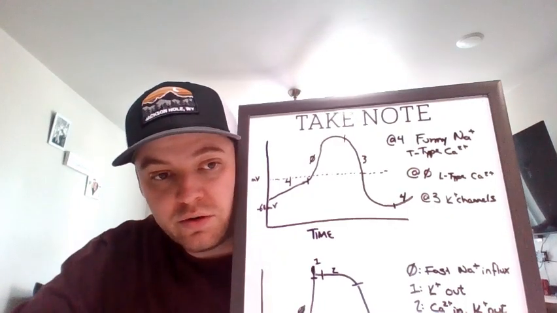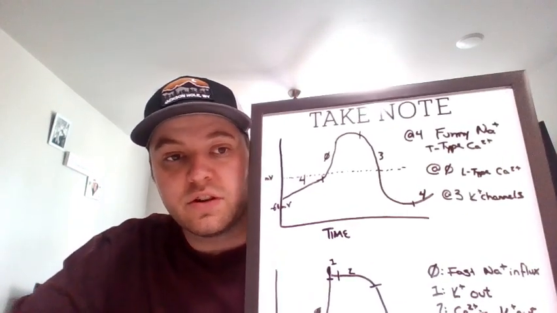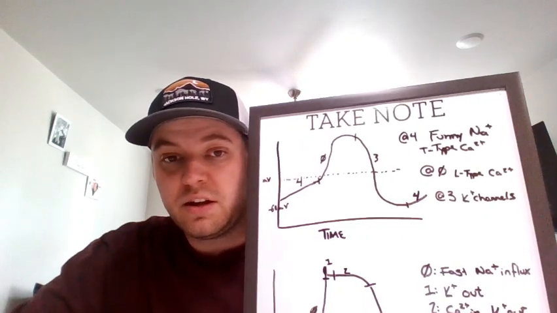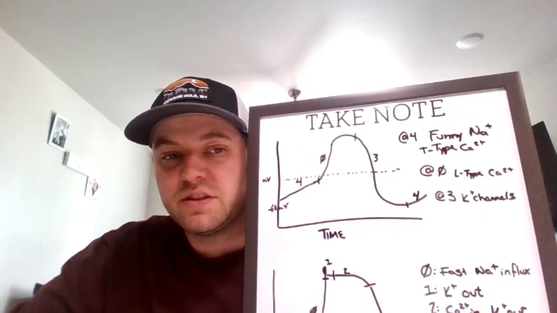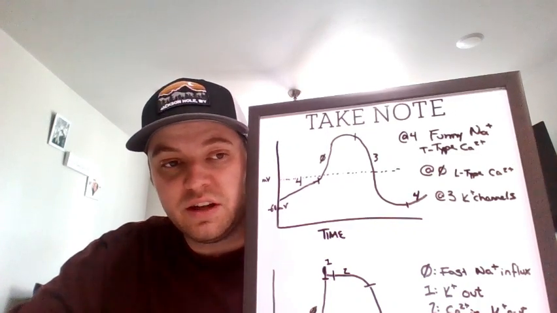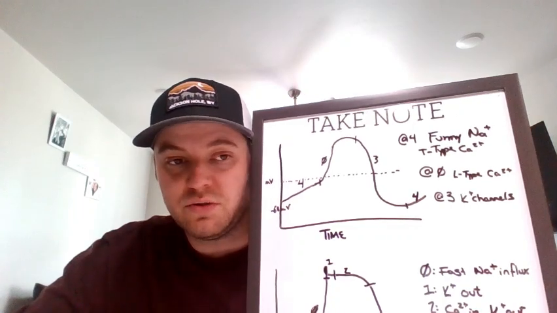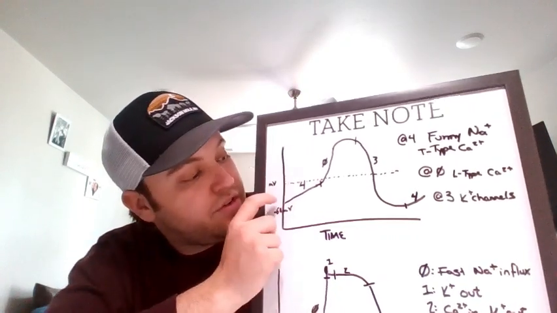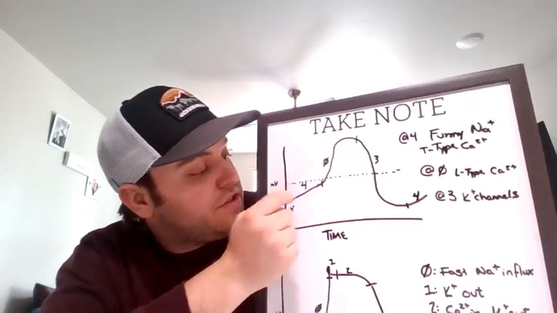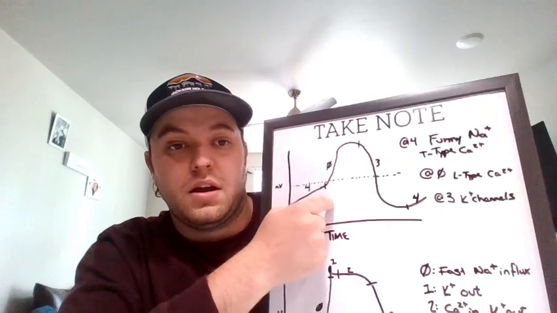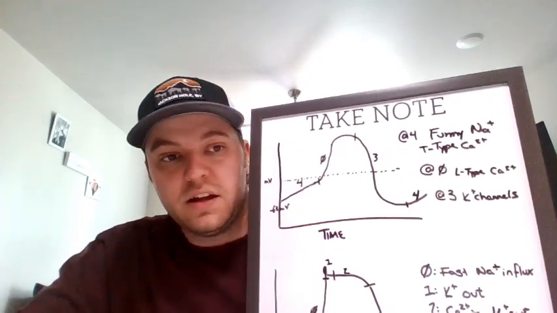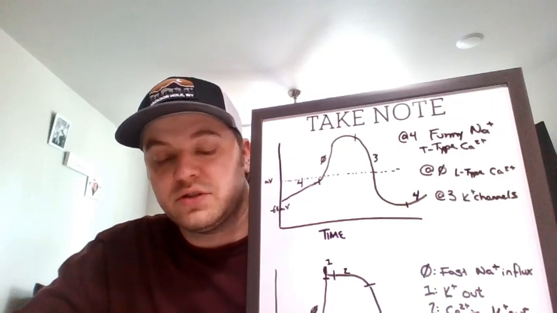First, the SA node. Starting with the SA node, the heart's natural pacemaker. Unlike regular muscle cells, the SA node can spontaneously depolarize. On the graph here, you'll see the pacemaker action potential. So this is the action potential here. The first phase is phase 4, and this is the slow depolarization phase, and it's what we call the pacemaker potential.